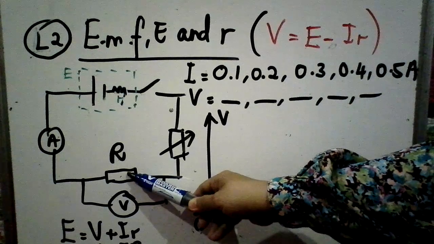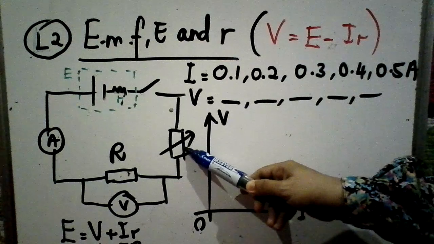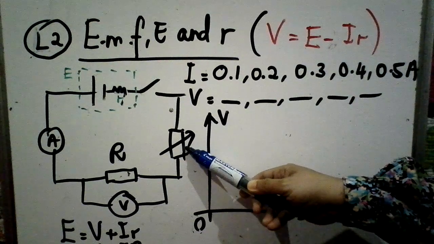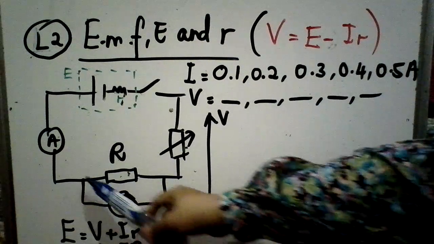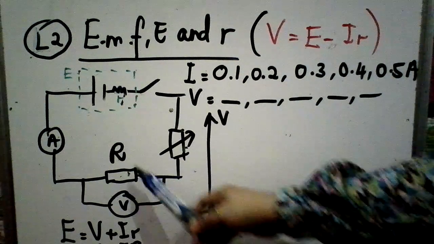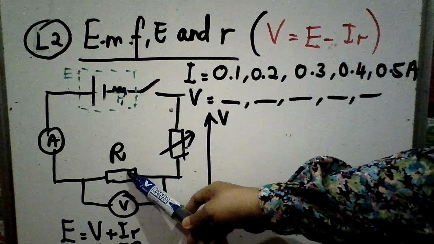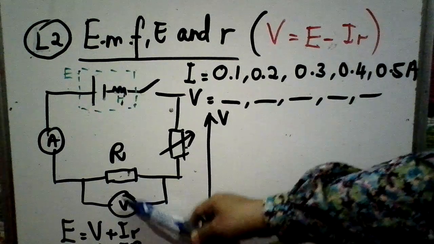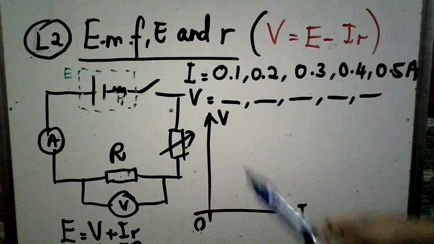a wire or conductor with resistance R, a rheostat to adjust the current because we want to get 5 sets of data, and then a voltmeter connected across the conductor R. The voltmeter can also be connected across the battery, so the result will be the same.